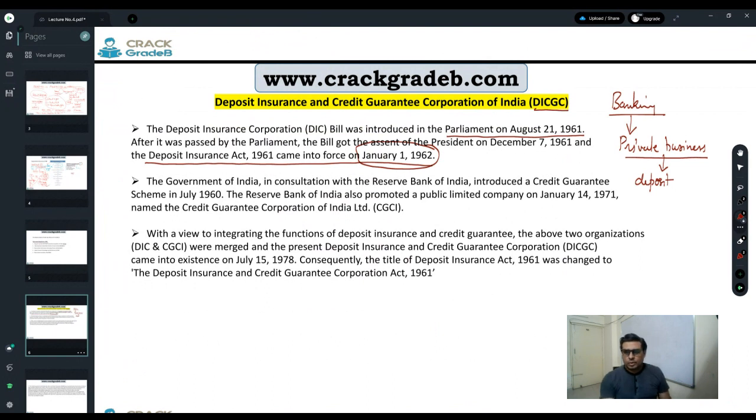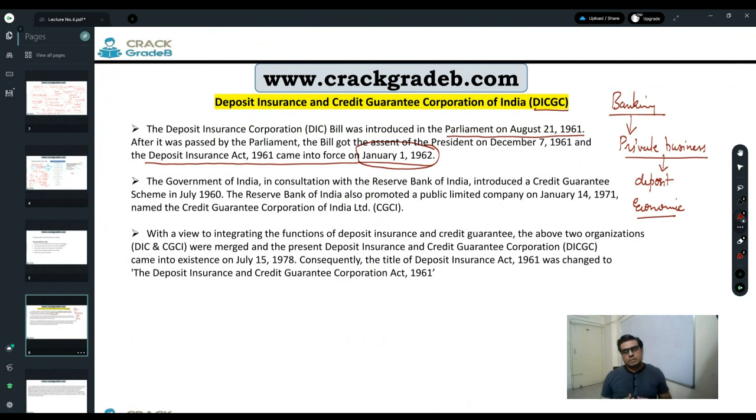Right. So as I told you, banking was a kind of private business in India, right? And most of the economic activity in India was controlled by the government. However, there were some private organizations also present in our economic system, and especially in the 1960s, after the first 5 year plan, in the second 5 year plan we focused on development of industrial bases in India.